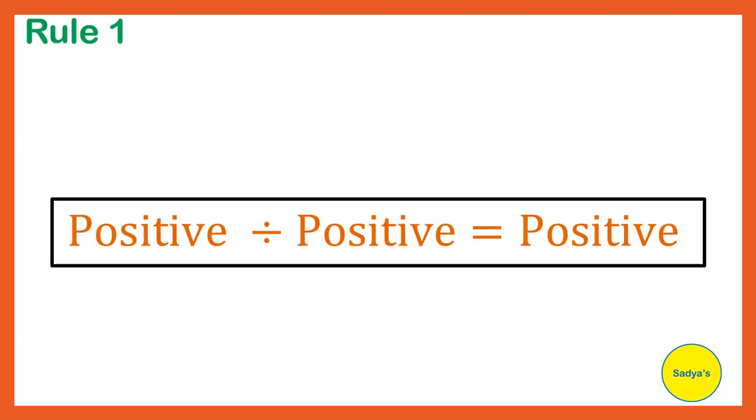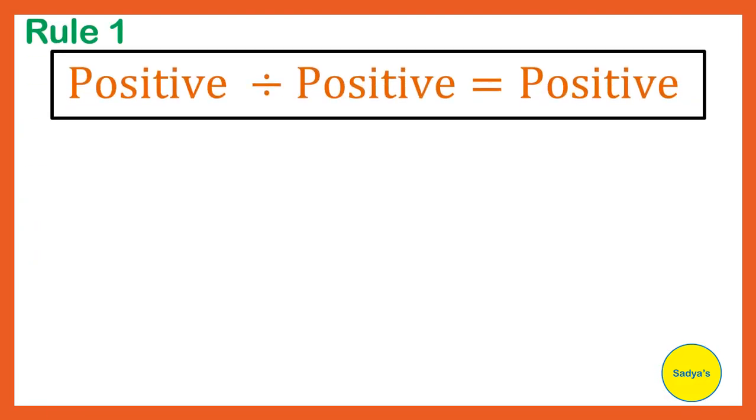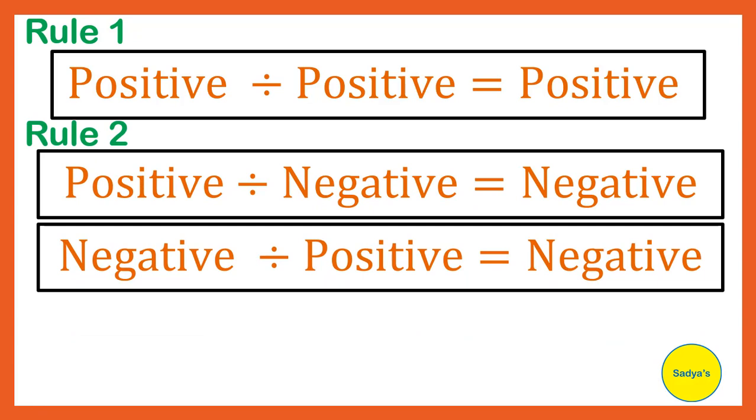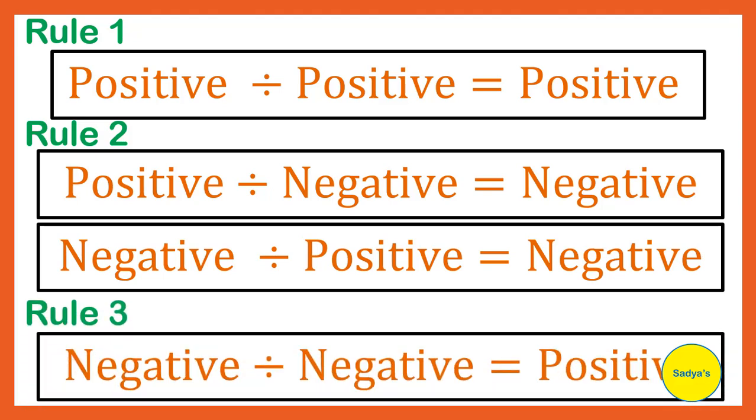Now let's recap the 3 rules. Rule number 1 is a positive number divided by a positive number gives us a positive number in the answer. Rule number 2 is if any number is negative, the answer is a negative number. So a positive number divided by a negative number is a negative number, and a negative number divided by a positive number is also a negative number. And rule number 3 is if both the numbers are negative, the answer is a positive number.